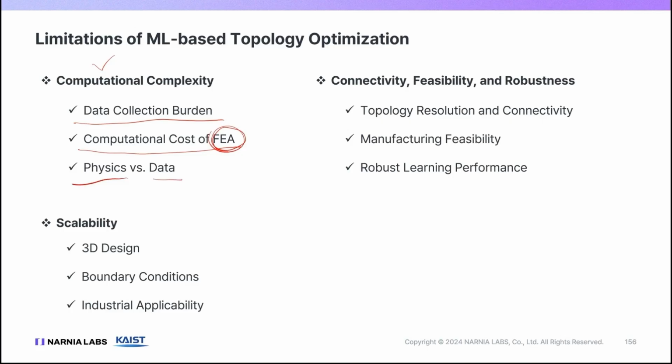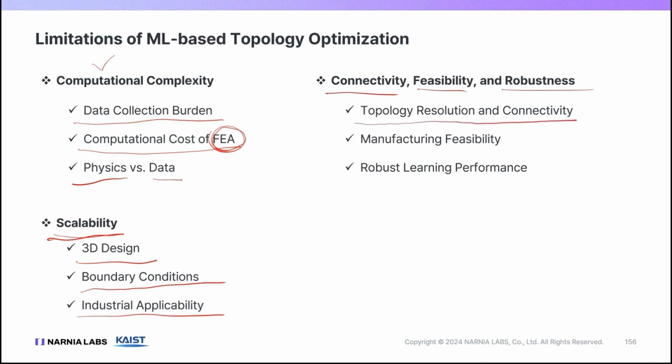Next, the biggest problem is scalability. While 2D problems like the bracket example work well, 3D design and higher dimensional problems do not perform as well. Also, it's difficult to apply a variety of boundary conditions. It's easy to generate for fixed boundary conditions, but when the boundary conditions change, it's hard to generalize, and the quality isn't yet sufficient for practical use in industry. Next, there are issues like connectivity, feasibility, and robustness.